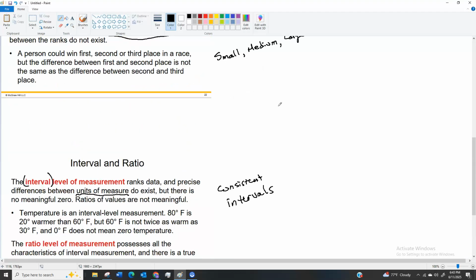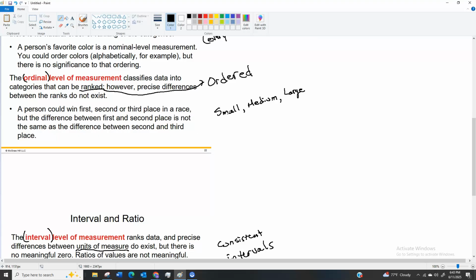So if you go back to, say, a small, medium, and large drink, those aren't necessarily consistent intervals. From a small to a medium, you might add 15 ounces. And from a medium to a large, you might add 30 ounces. So let's say this is 10 ounces, this is 25 ounces, and then this is 55 ounces. Those aren't consistent. Here you went up 15, here you went up 30. So they don't have consistent intervals.